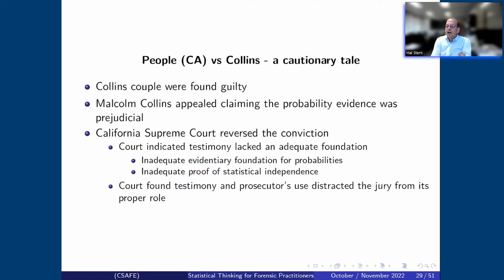The Collins couple, as I said, were found guilty. Malcolm appealed. The California Supreme Court in this case reversed the conviction. The court, in my opinion, did a very good job of arguing. They basically argued the two things that most of you said, which is there's not really a basis for the probabilities that were specified in court. The prosecutor just read out those numbers without saying where they came from.